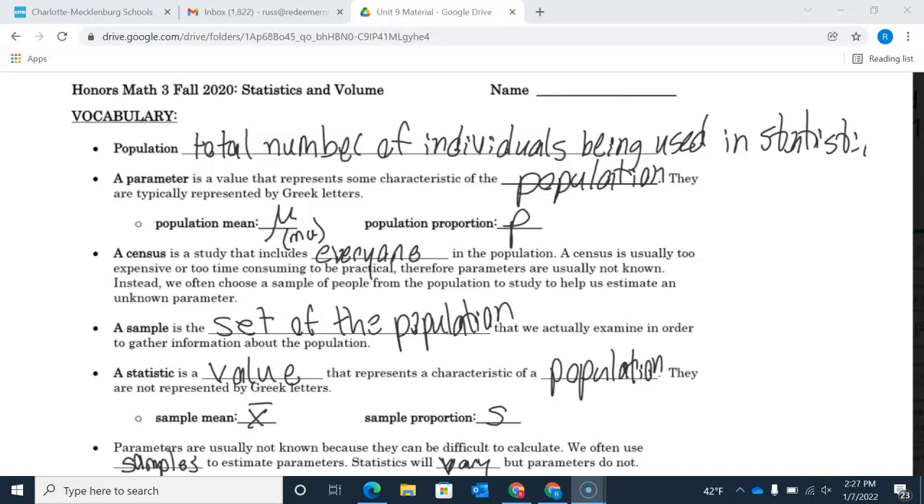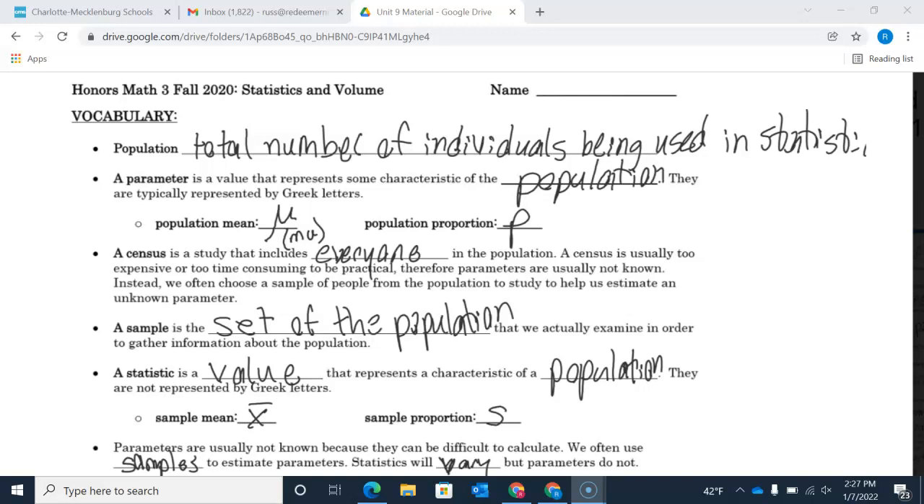And then a parameter is a value that represents some characteristic of the population. So let's say it's cars. Would it be color? Would it be safety? Would it be horsepower? Would it be comfort? Whatever would be a parameter. So you've got two things going on when you deal with these parameters. One thing is the population mean, which looks sort of like an M. It's called mu. And the population proportion, P. So we're going to deal with both the population mean and the population proportion. We'll come back to those in a little bit.